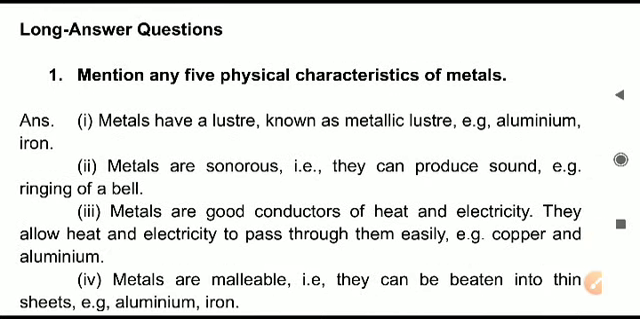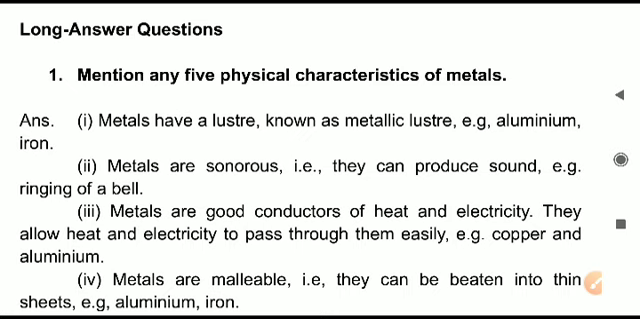Long answers we will move to now. Question 1 of the long ones: mention any five physical characteristics of metals. Physical properties have been asked. Point 1, metals have a luster known as metallic luster. Example, aluminum, iron. All these are shining. That shine of the metal is called metallic luster.